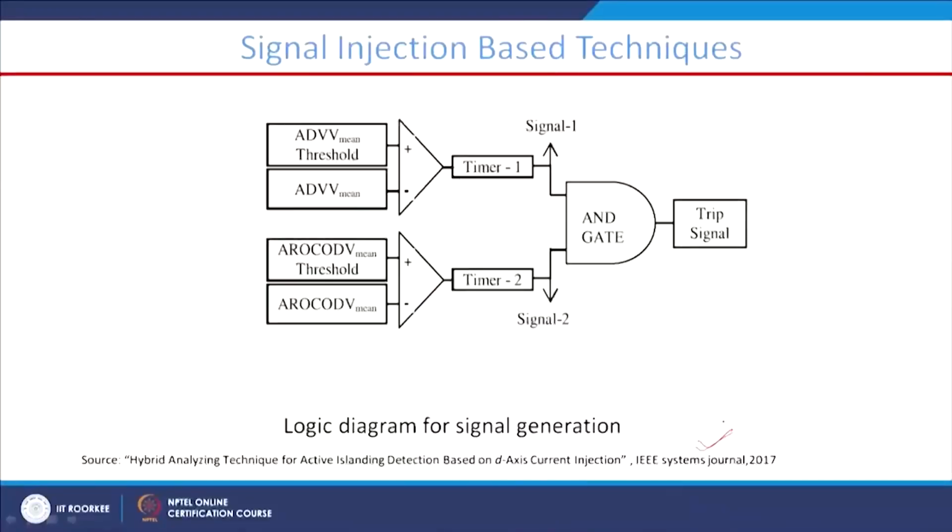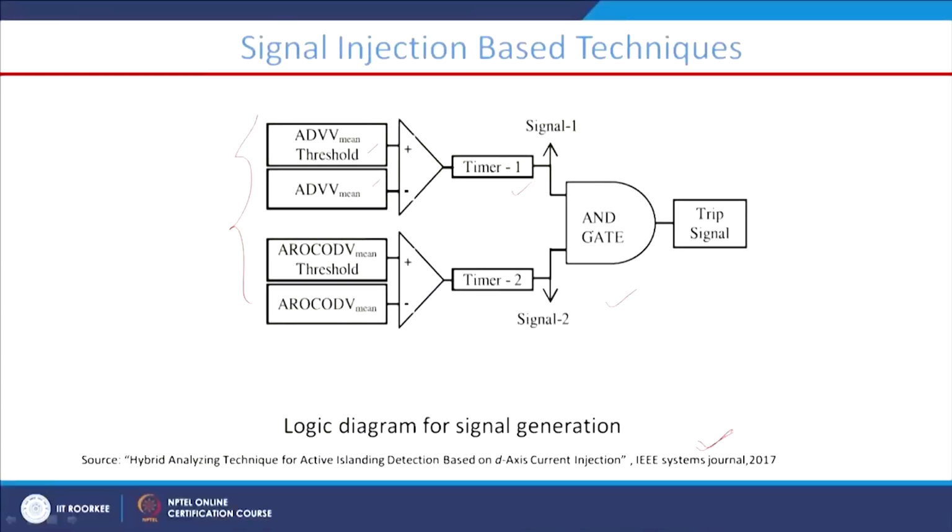Based on this, in this particular paper, they have formulated one logic diagram. For the logic, they have taken these two features, and through this summer plus minus, the difference between the threshold and the actual value is taken. If the value of this particular feature exceeds the threshold value, then this timer will be on and the signal is given to this AND gate.